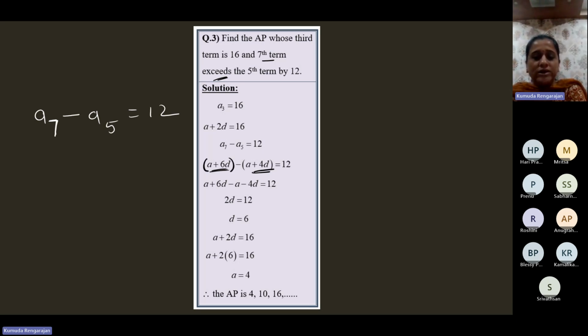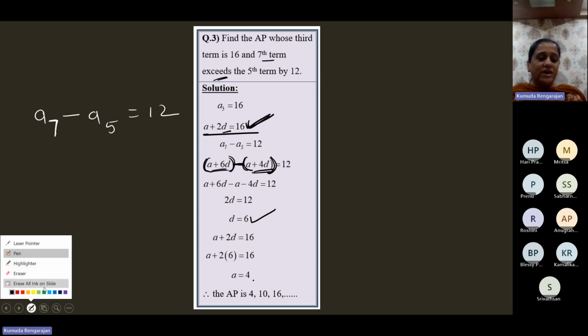Very important, you need to enclose them in brackets. A plus 6D is the seventh term. A plus 4D is the fifth term. The difference between them is 12. Then open the brackets, solve, you get the value of D. And we know that A plus 2D is 16. So put the value of D here. And upon working this, you can find the value of A.